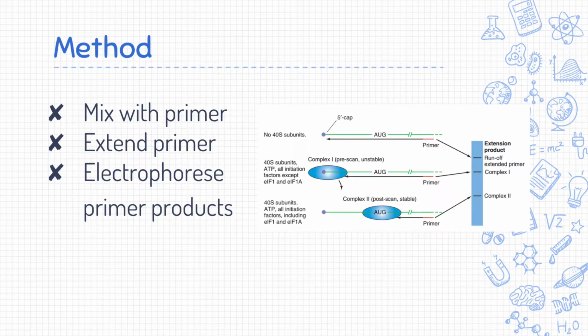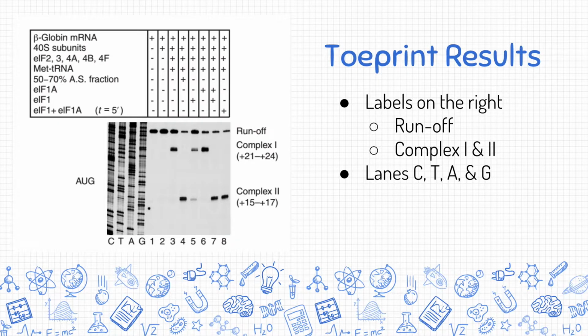With no 40S to block the reverse transcriptase, the primer is extended to the 5' end of the mRNA. When complex 1 forms, the primer is extended a long distance to the leading edge of the 40S particle. When complex 2 forms, the primer is extended only a short distance before it is blocked by the 40S subunit. The labels on the right correspond to full-length runoff extended primer, complex 1 and complex 2.